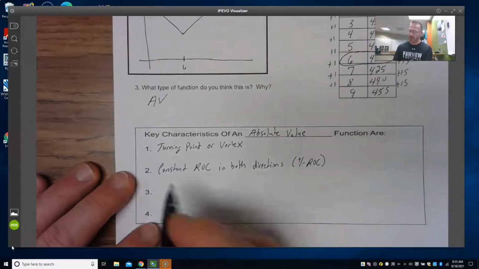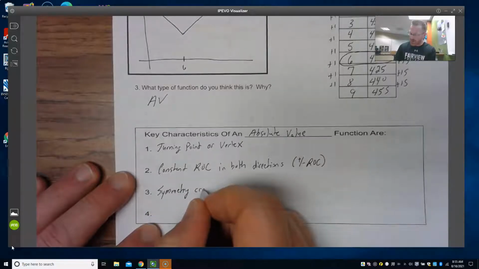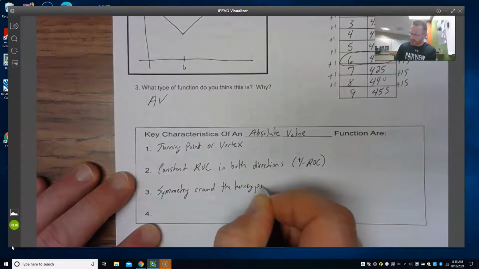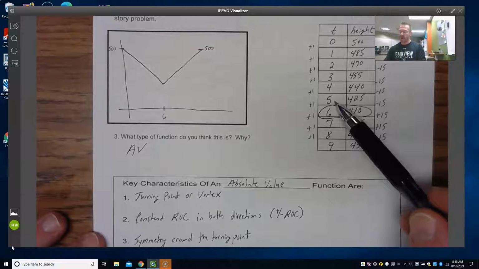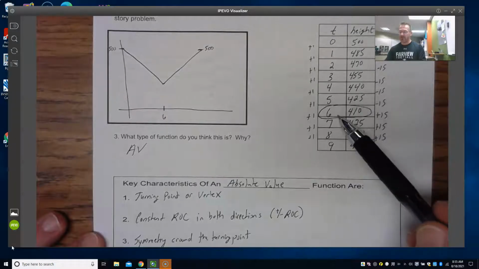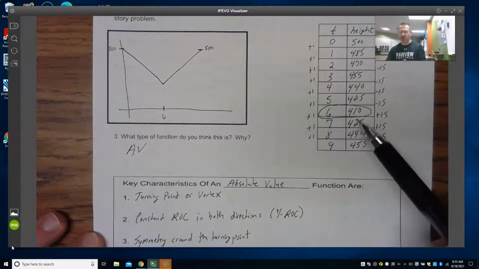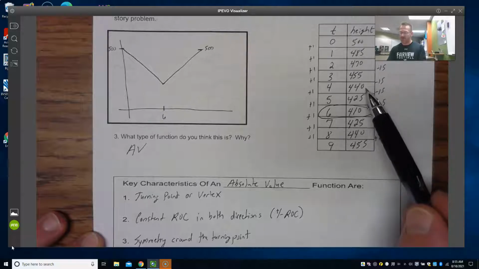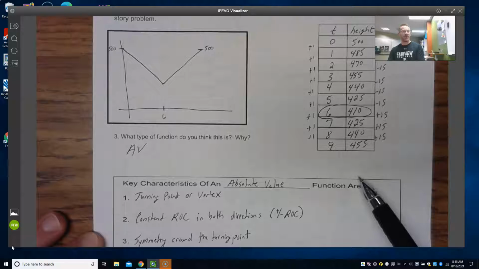Another key characteristic is symmetry around the turning point. And what I mean by that is if we look, one below is 425, one above is 425. Two below is 440, two above is 440. Three below is 455. So once we find this turning point, we can see that there's symmetry. So 425, 440, 455, 420, 440, 455, 470, 485, 500.